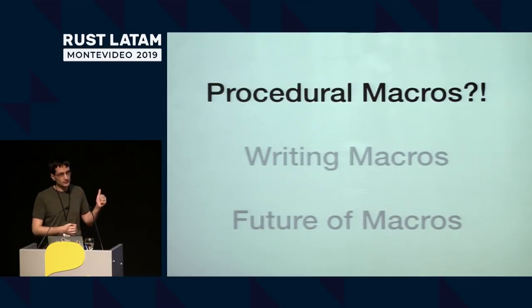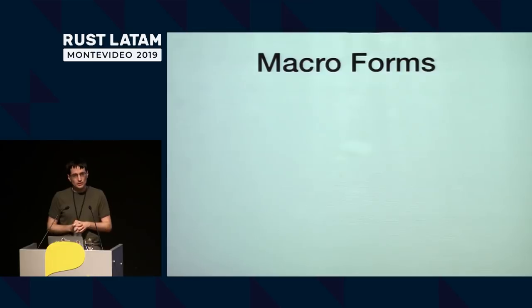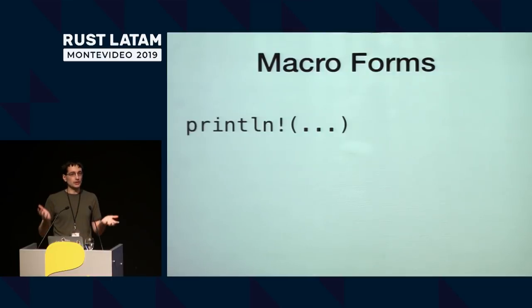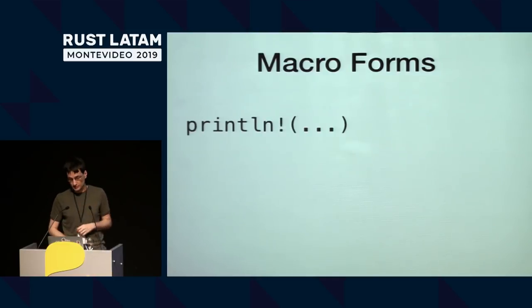And then finally, some fun stuff coming down the pike: some cool examples of macros. Macros come in three primary forms in the compiler. The first of these is function-like. They are denoted by this bang and then this delimited insides, and one of the most common ones is println. Now, println isn't literally a procedural macro, but it's the same thing in spirit.